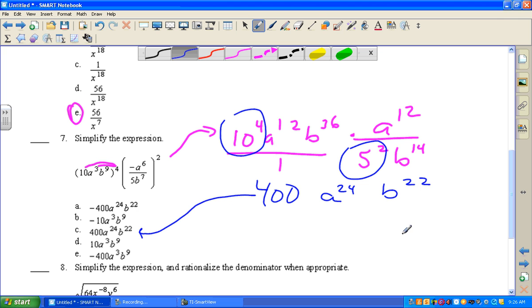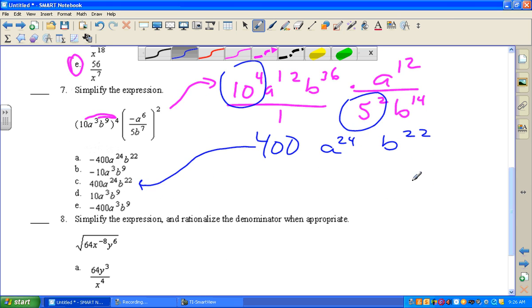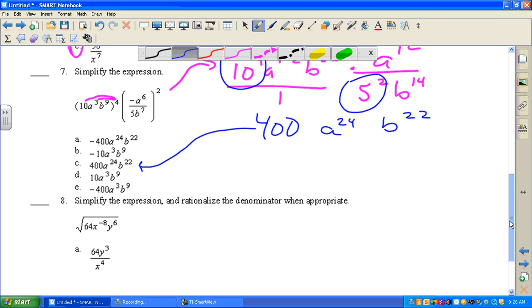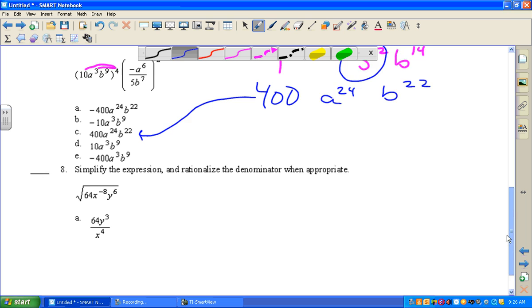You could have just guessed C right away. There's only positive. Right, if you didn't make a numerical mistake. Okay? It's always good to go all the way through just in case you did make one mistake and come out with exponents different than coefficient. So you know you made a mistake somewhere.